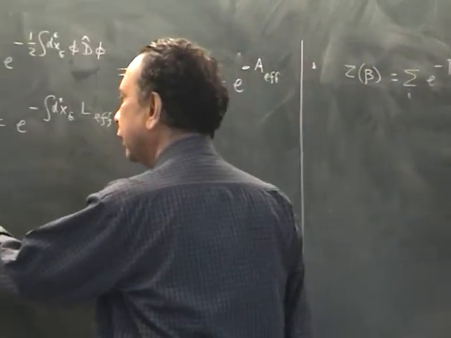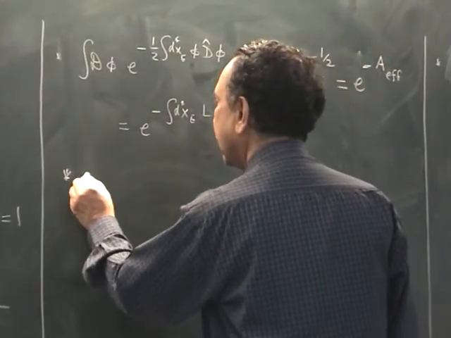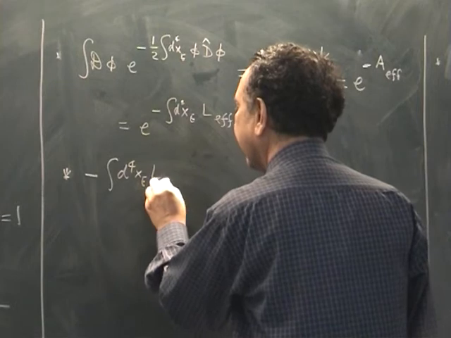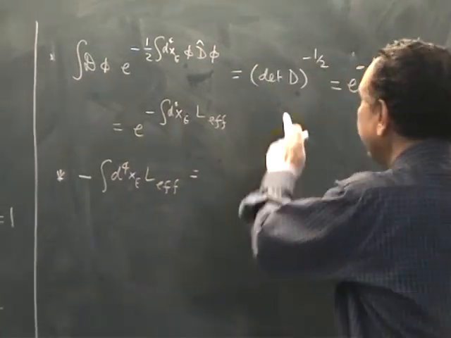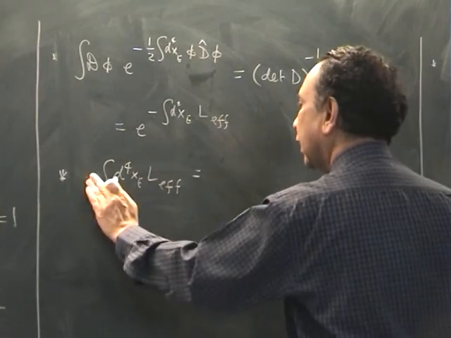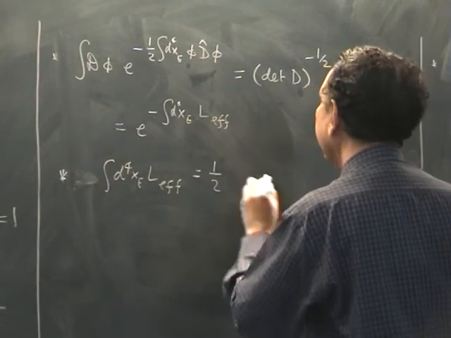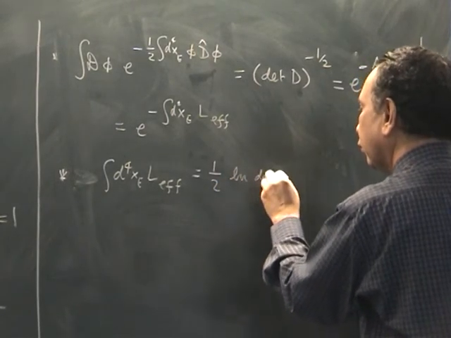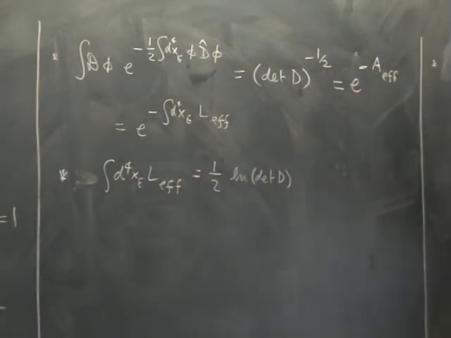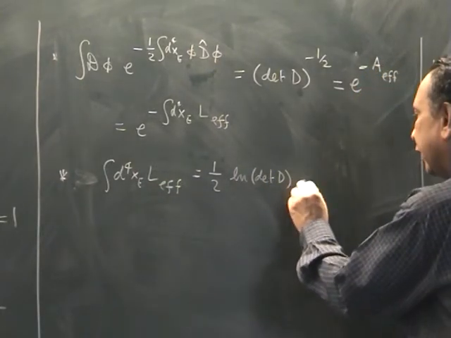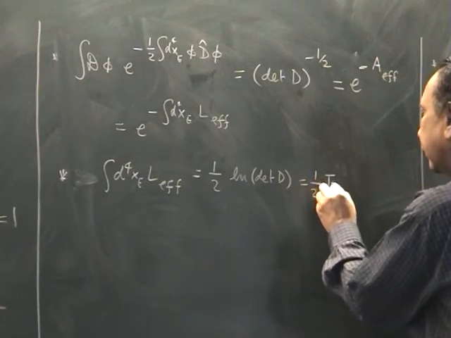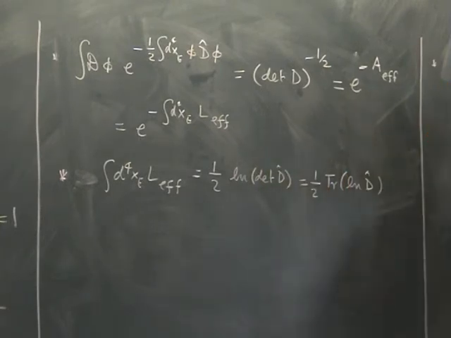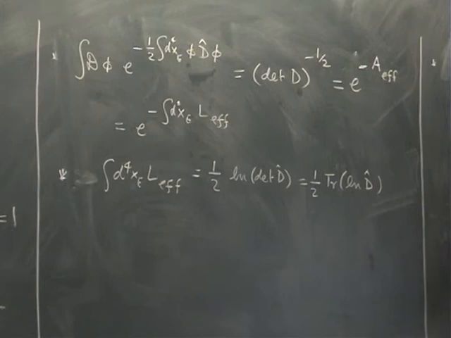So what we need to do is to take the logarithms on both sides. Then I will get minus integral d4x L effective is equal to log of this, which is minus half log of determinant of D. Okay. Now log determinant of D is trace log of D. This I mentioned in a previous lecture, but this is something which you should be familiar with. If not, you should work it out.